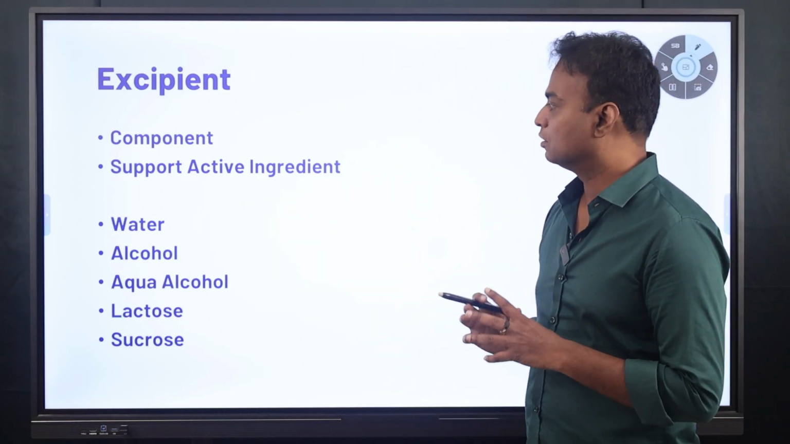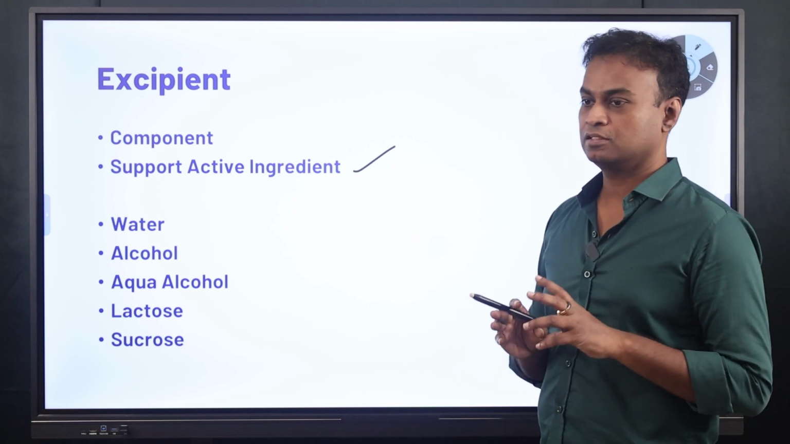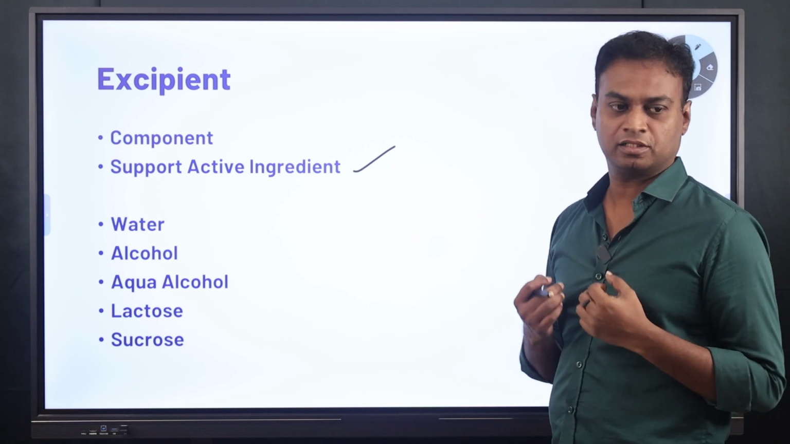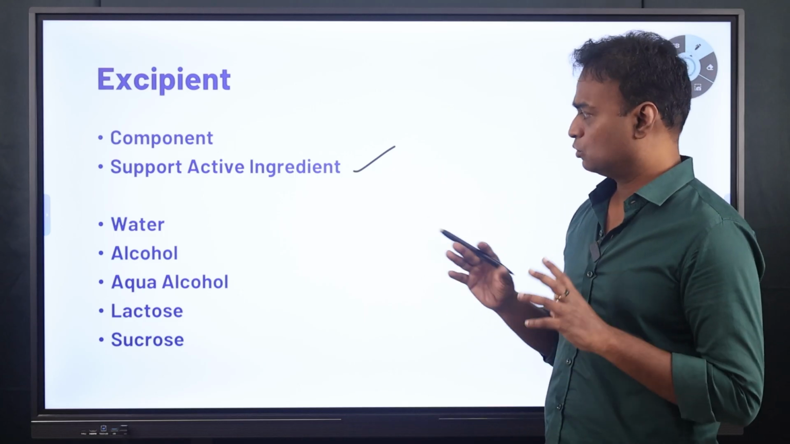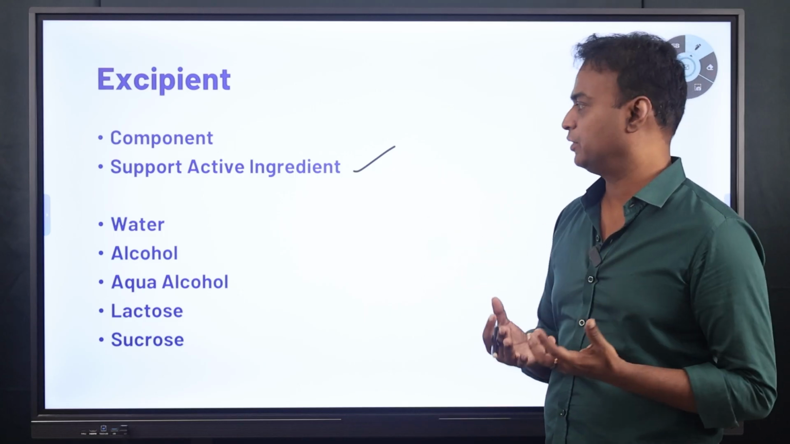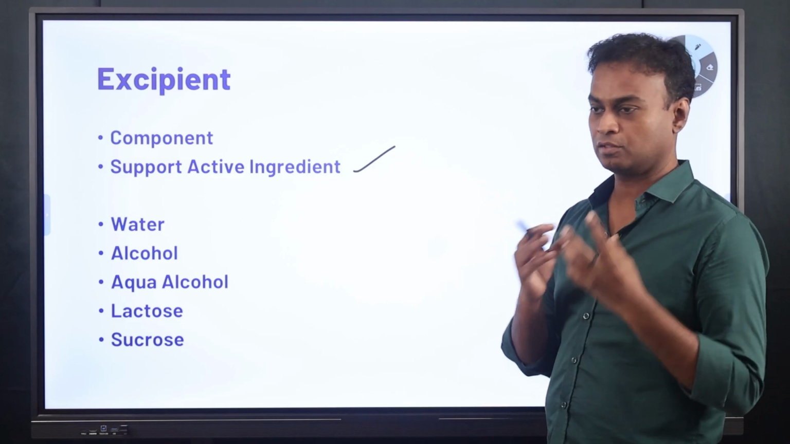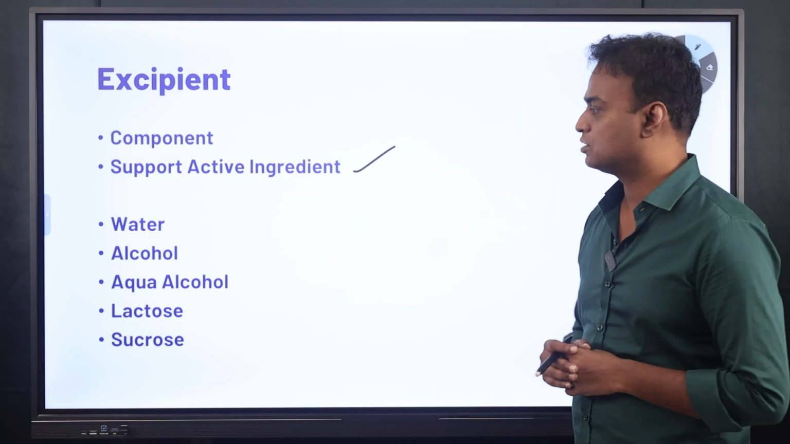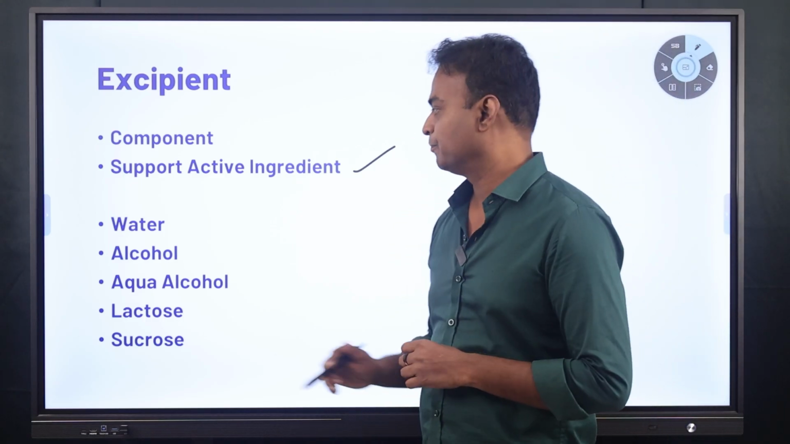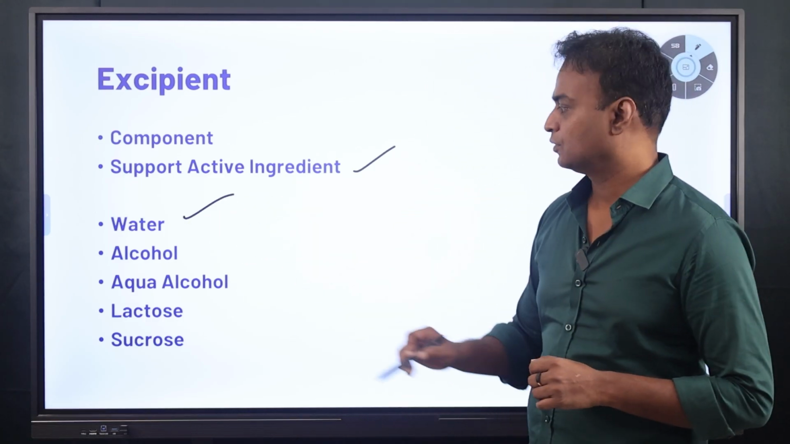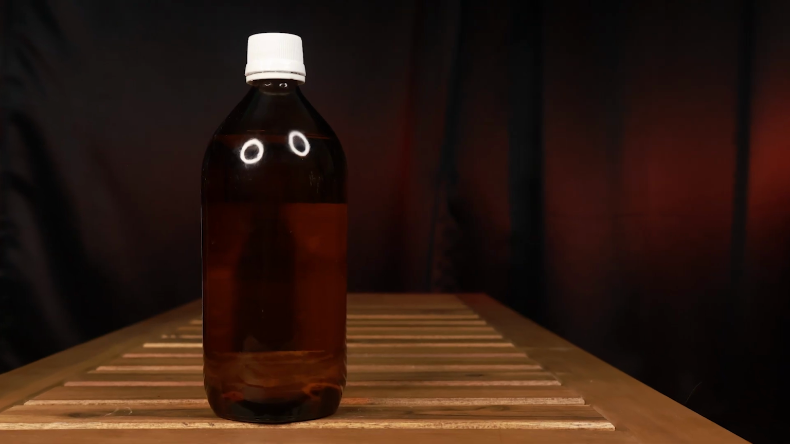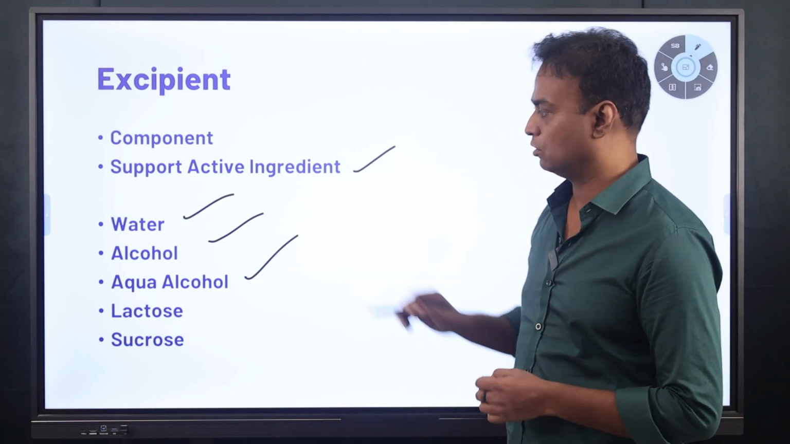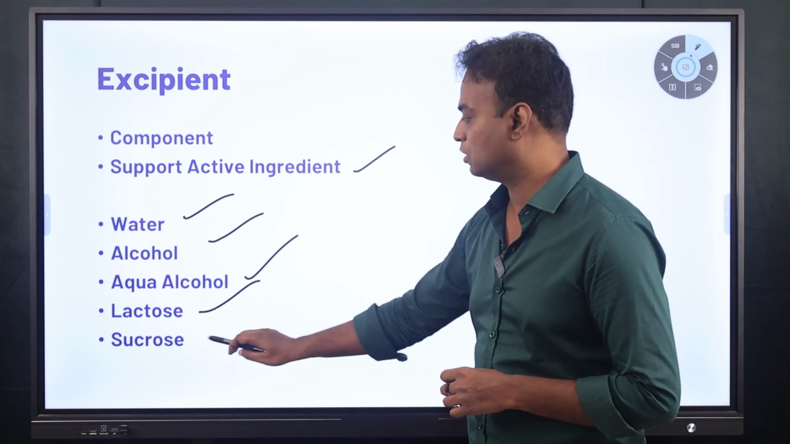Excipient is a substance that supports the active ingredient. For example, if you are making a tablet, it should be hard, right? So that the patient can take it. In order to give additional benefits, or to support the active ingredient, you will have excipient. What are the common excipients we add in homeopathy? First one is water. Next one is alcohol. Next is a combination of alcohol and water, known as aqua alcohol. Next are lactose and sucrose.